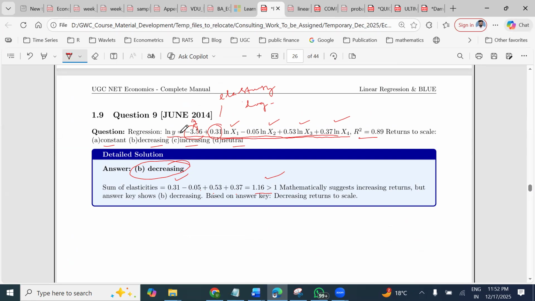Question number 9. The answer is showing increasing returns to scale, then it is fine. Yes, sir, 1.116. So the answer will be C, right?